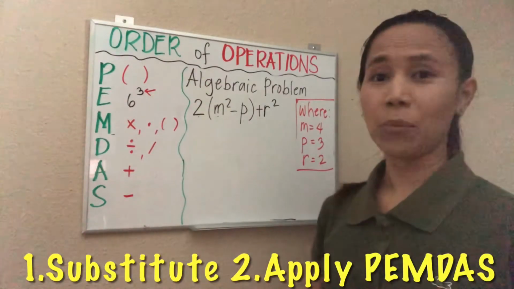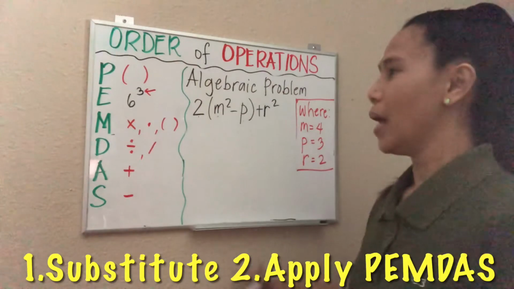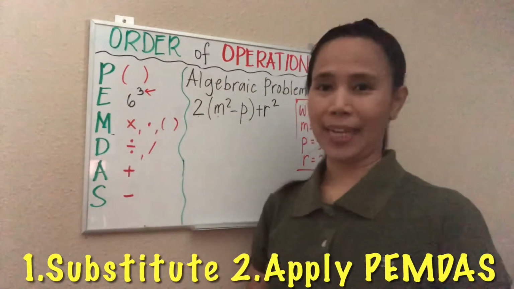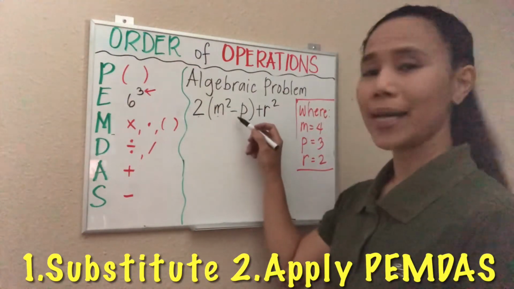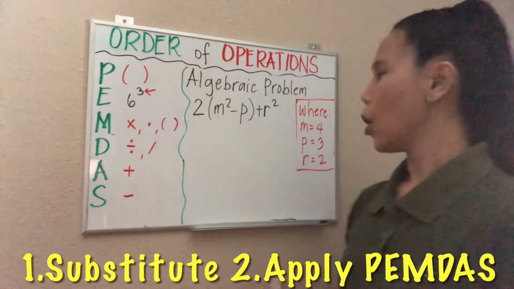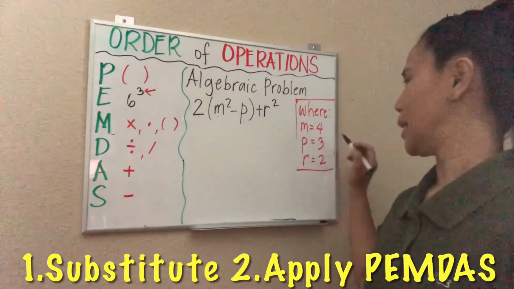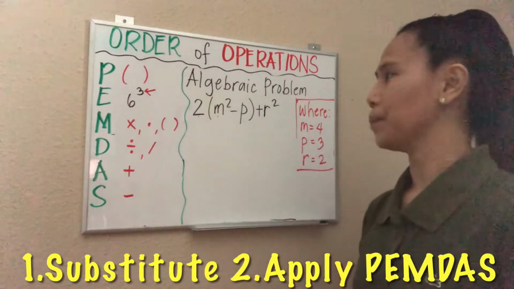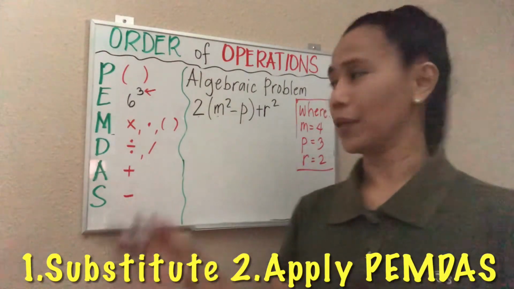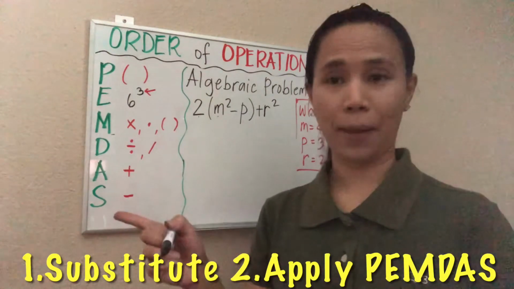Let's now evaluate a more complicated problem in algebra. However, we are still applying PEMDAS. 2 times (m squared minus p) plus r squared, where m is equal to 4, p is equal to 3, and r is equal to 2. Since the values are given for the variables, we have to first substitute them.